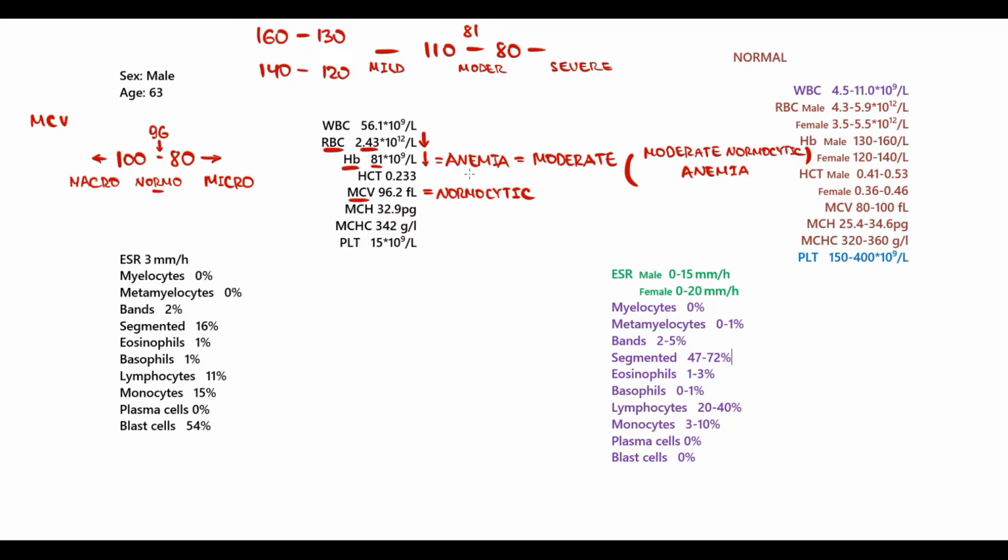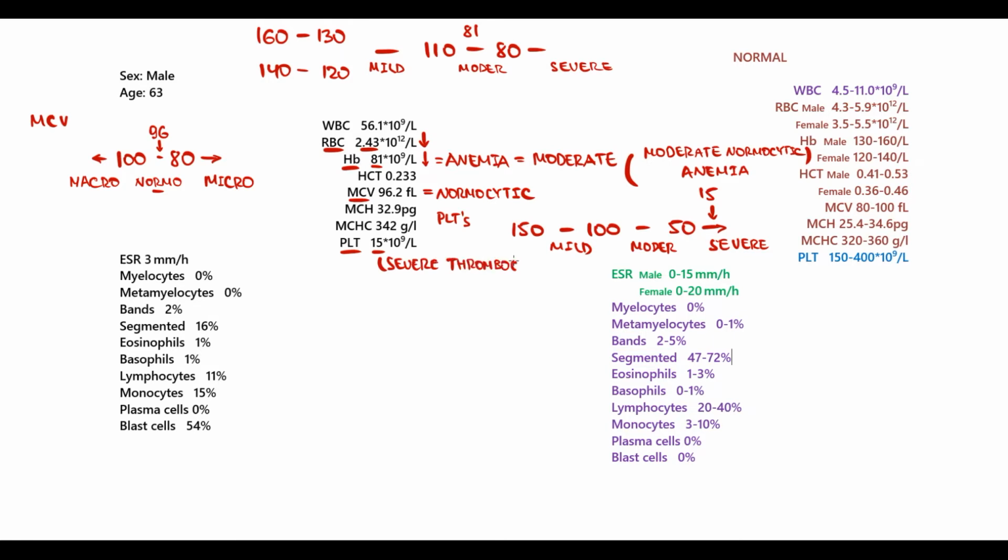The next value is platelets. Platelets are 15, which is significantly lower than normal. So now we have to say how severe the thrombocytopenia is. With thrombocytes we have to know two values, it's 100 and 50. The normal value of platelets is 150 to 400. From 150 to 100 it's mild thrombocytopenia, from 100 to 50 moderate, and lower than 50 is severe. So in this case it's severe thrombocytopenia.